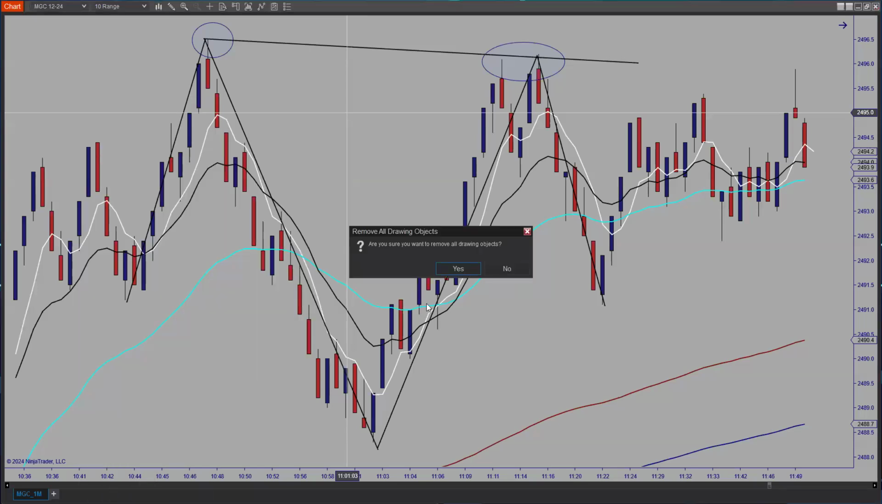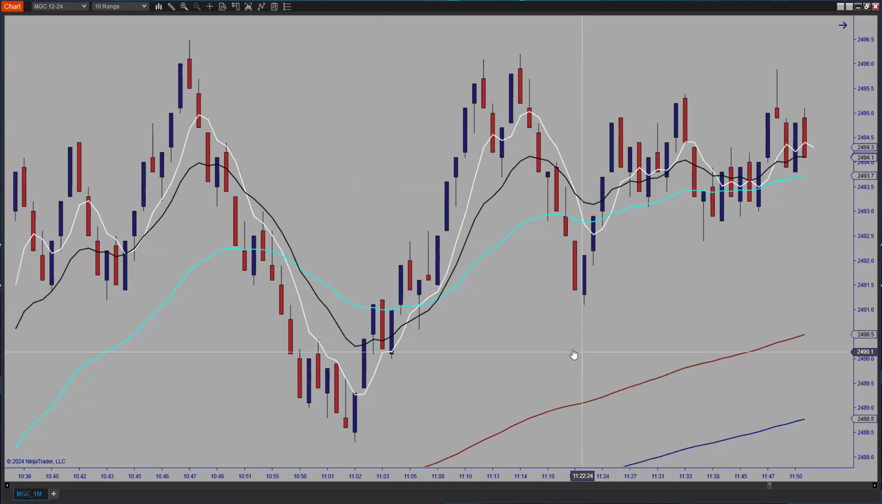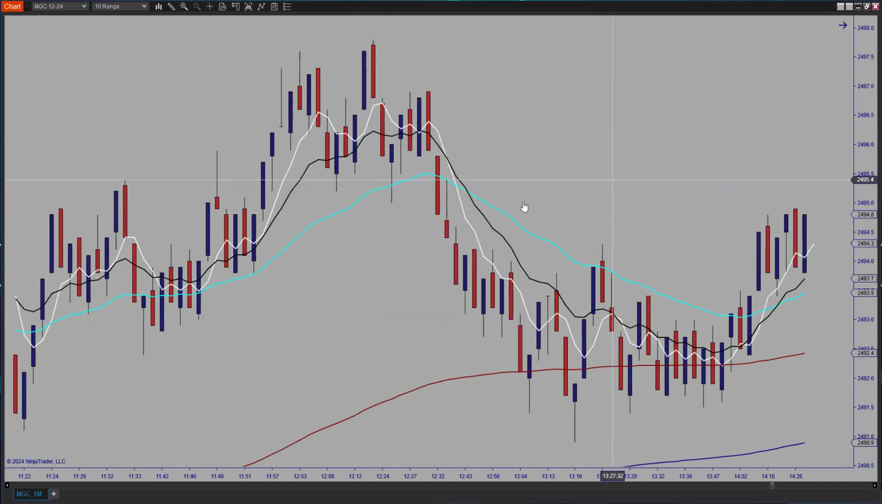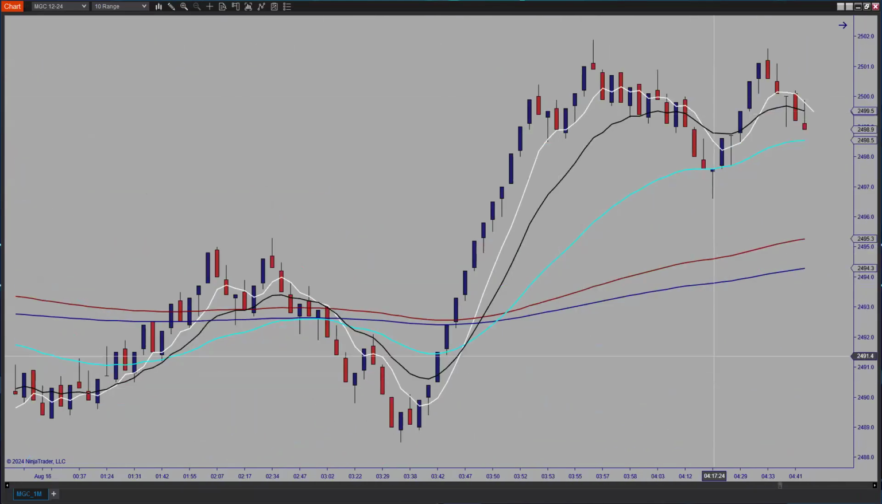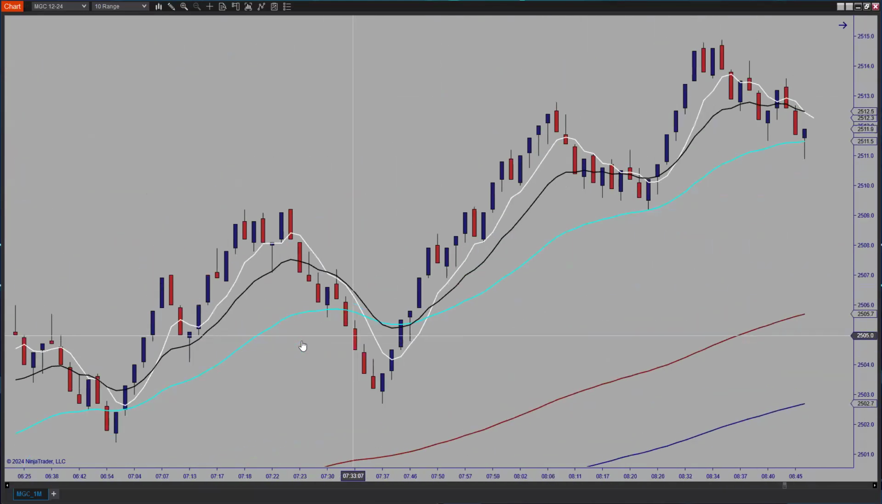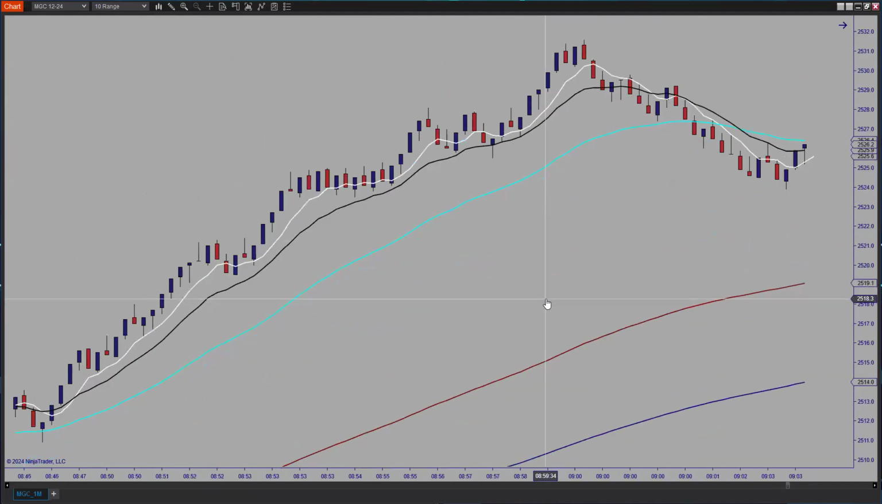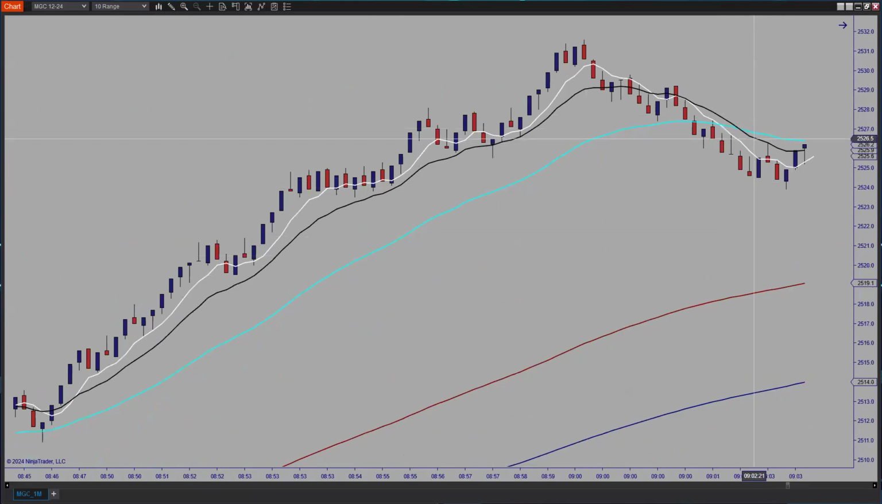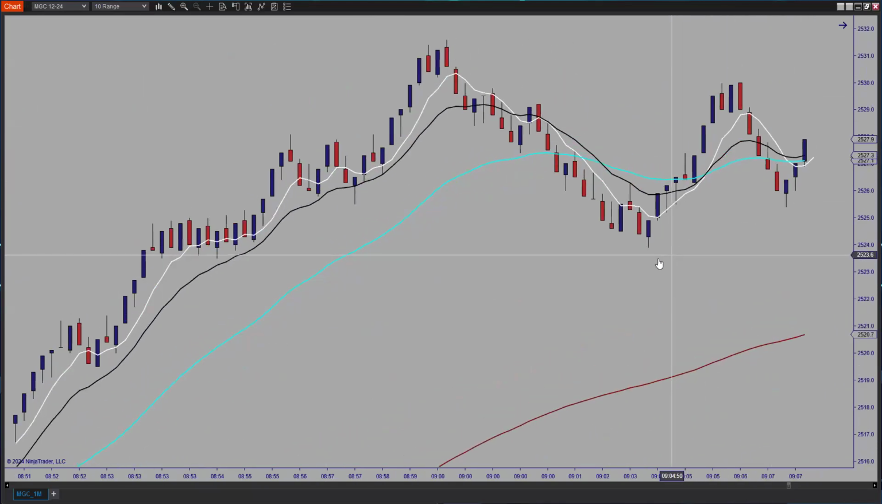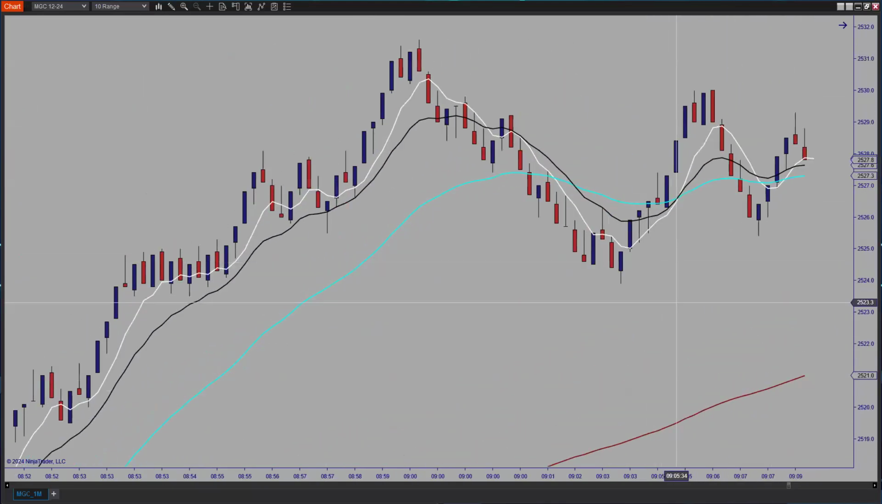So let's get rid of these. It's fine. Yeah, so no trade there. So let's keep going. Market's pretty sideways. No trade. Why not? Because the 13 crossed the 34. What about this one? Valid or not? To trade or not to trade?